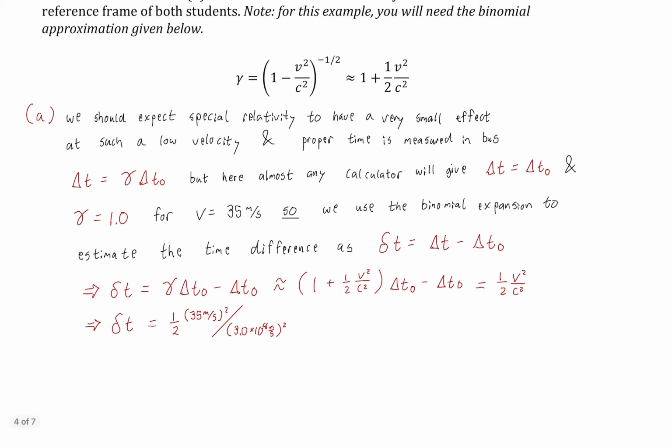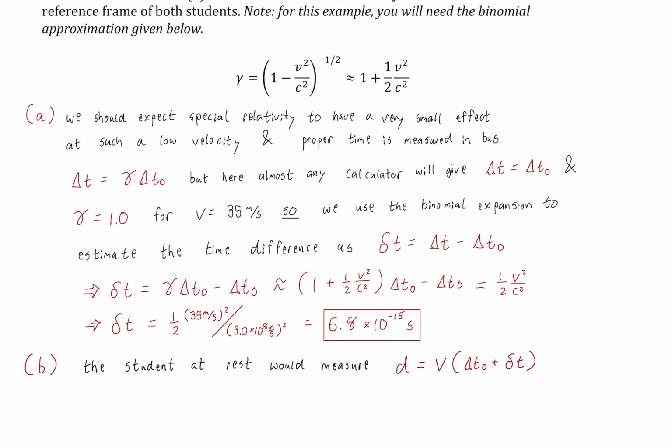So here we can plug in our numbers. The difference between the elapsed times is 1/2 times 35 meters per second squared, divided by the speed of light squared, or 3 times 10 to the 8 meters per second squared. And there we go. We get 6.8 times 10 to the negative 15 seconds. That's some amount of femtoseconds, a tiny, tiny amount of time. Too small to ever measure in any practical case. There's no accurate measurement that would show that difference in time, at least not with current technology.